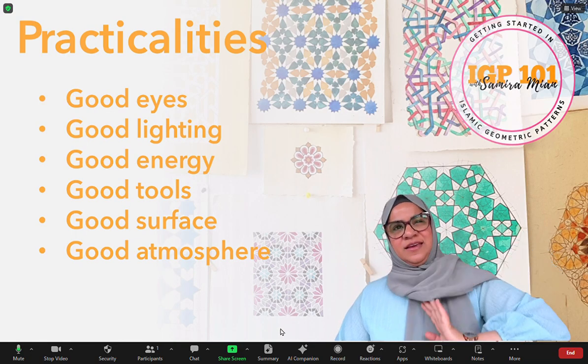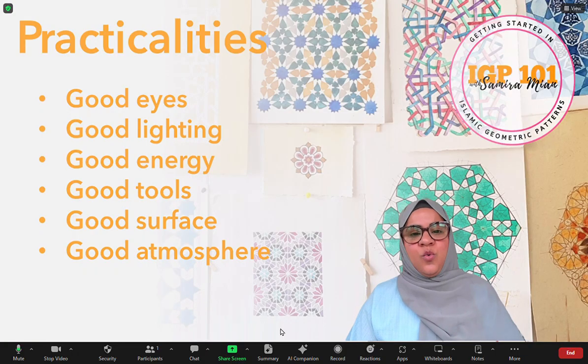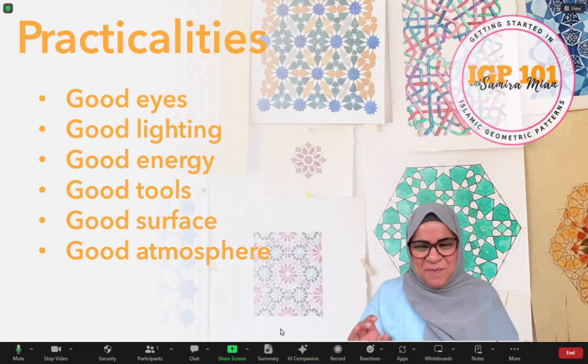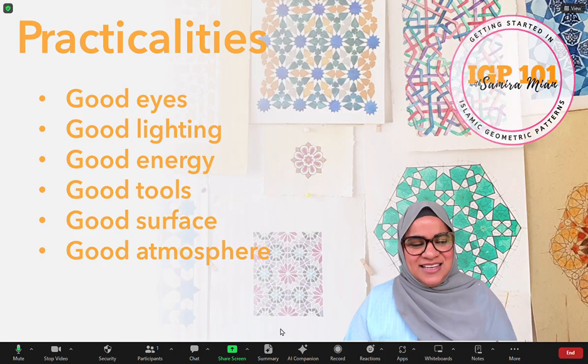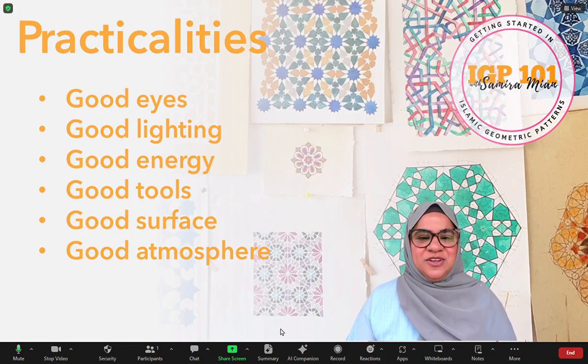Good energy. I find it really hard to do something when tired. It happened very recently. I was trying to draw whilst tired. It's like operating heavy machinery whilst tired. It's so hard to do. It's not easy. So, try to do it when you have good energy.